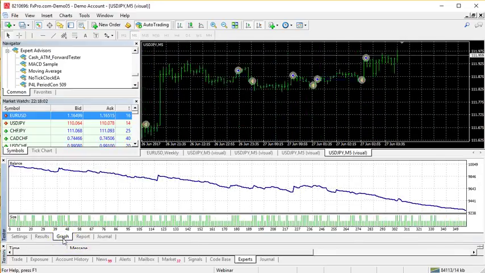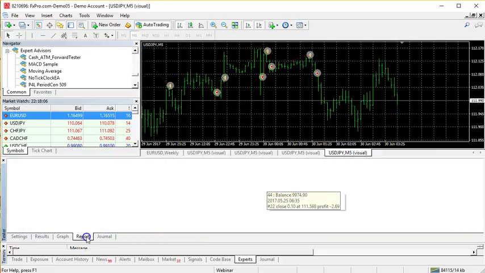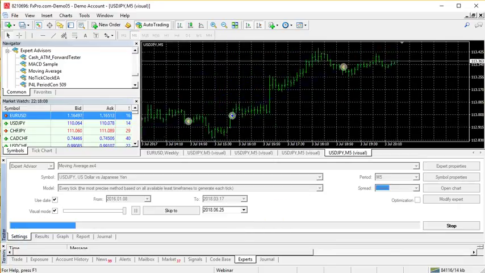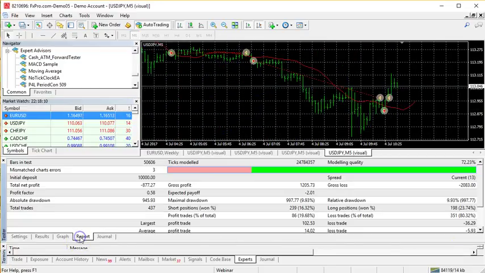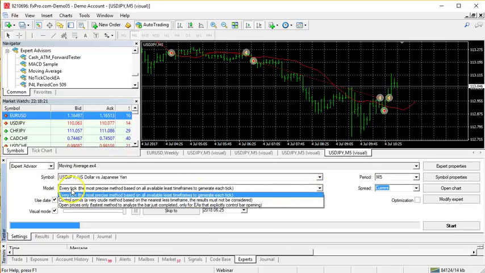Where's my graph? Oh, by the way, that's what a moving average crossover looks like. Let me stop it. Now let's go to the report. Modeling quality 72.23%. Now some may say, yeah, but you're not using whatever. I don't care. Every tick. That's the one you want to use.